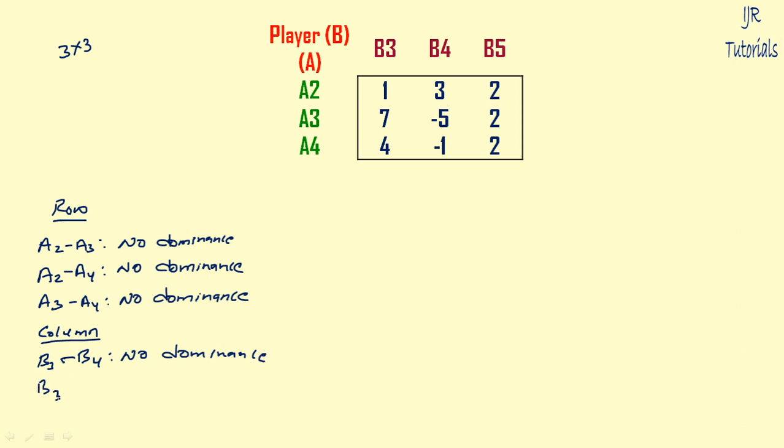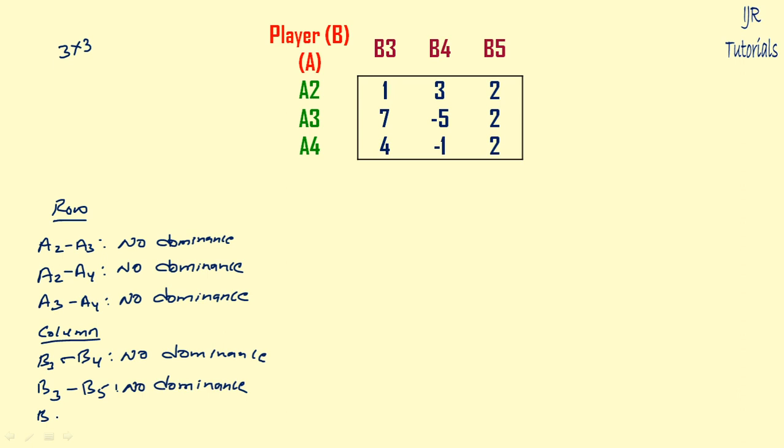Next comparison, B3 to B5. 1 and 2: 1 is dominating 2, that is, B3 is dominating B5. 7 and 2: 2 is dominating 7, so B5 is dominating B3. So no dominance exists.